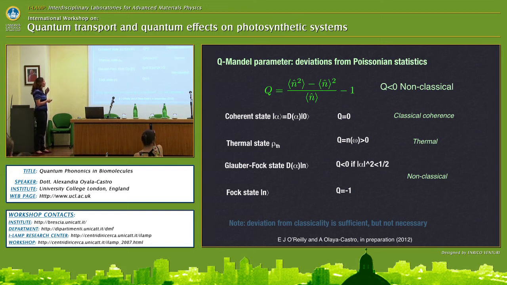When you compute this for other kinds of states, for instance a Fock state, which is a state that has a well-defined number of particles with completely random amplitude, or amplitude 0 on average, then the Mandel parameter is -1, so it's less than 0. You can have your thermal state, which is an incoherent state, and in that case your Mandel parameter is larger than 0, equal to the occupation number.